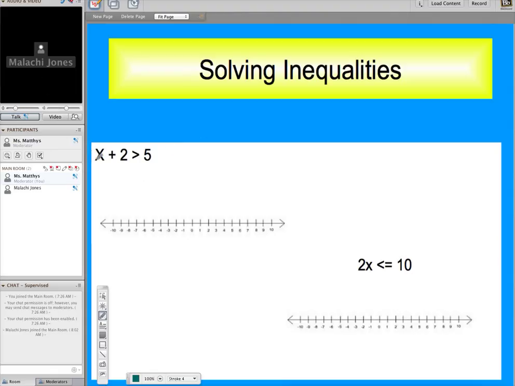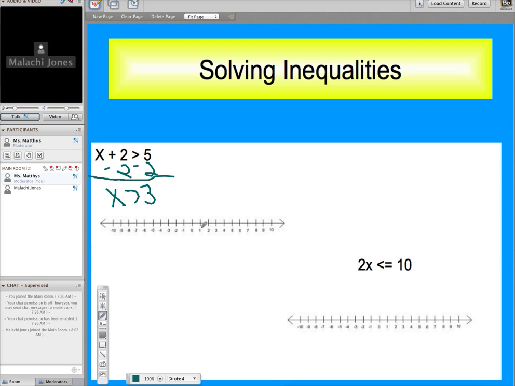Let's try it. Let's look at the first problem, and then we'll go through and see it, and you'll see it a bit clearer. We have x plus 2 is greater than 5. How do I want to make x by itself? What do you want to do with that 2? Subtract 2. Yep. When I do that, I get x is greater than 5 minus 2. 3. Yeah. Okay, let's go ahead and graph it.